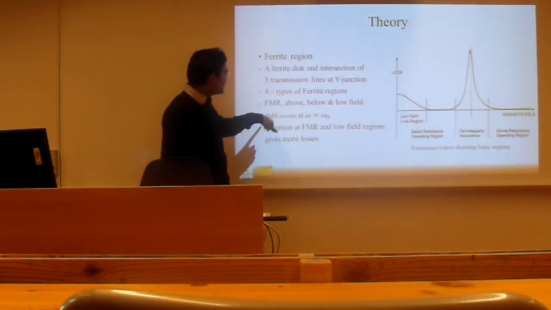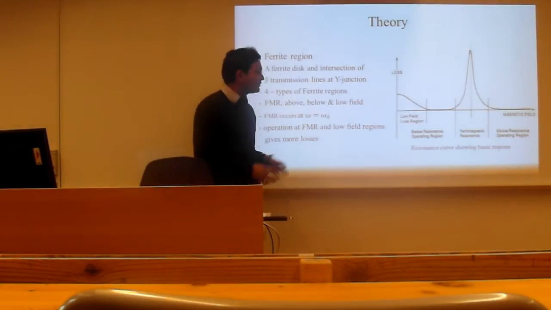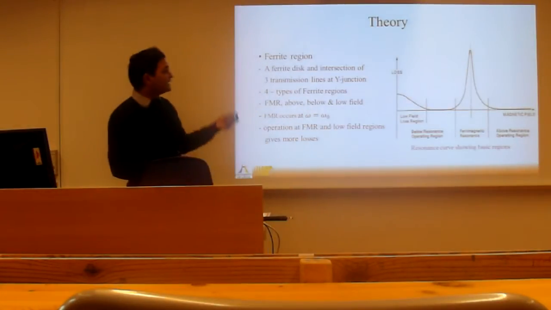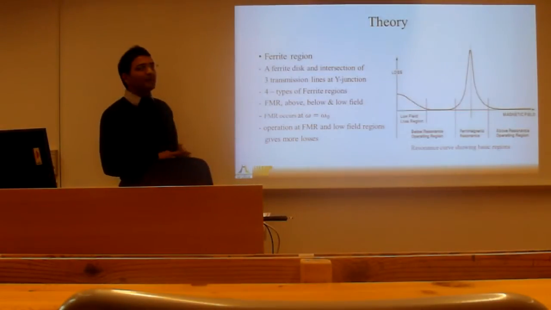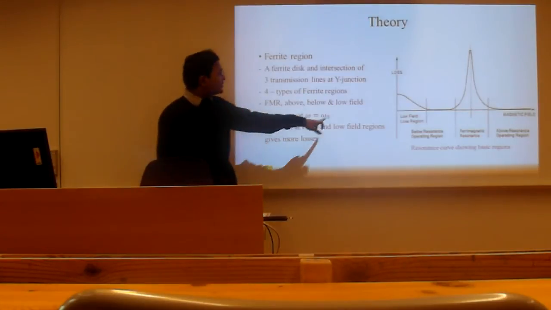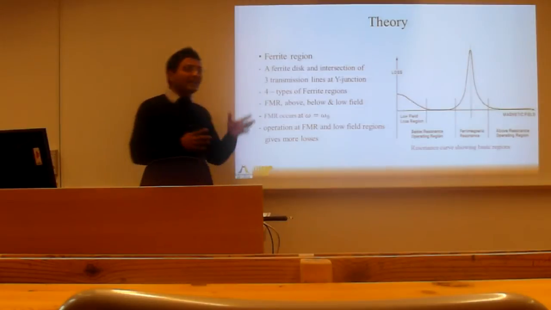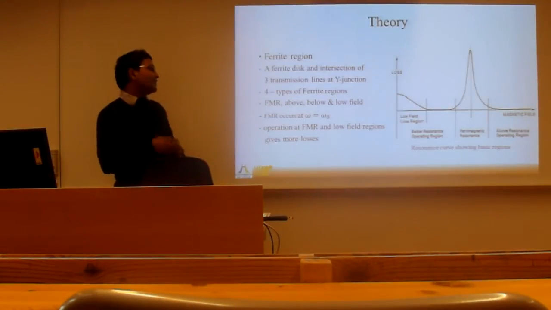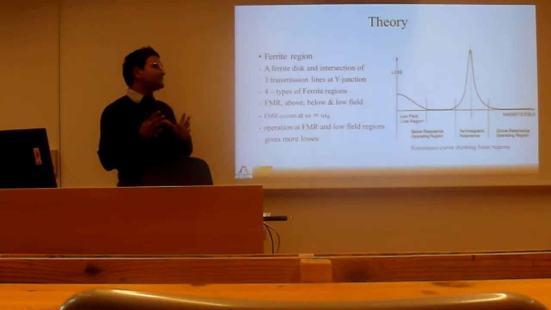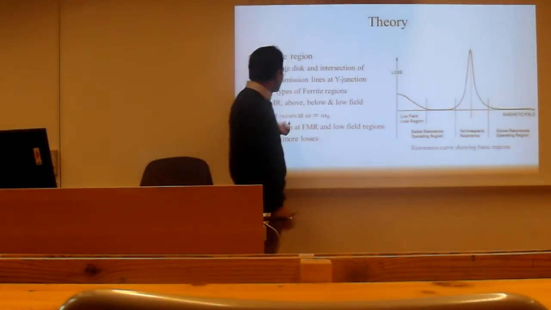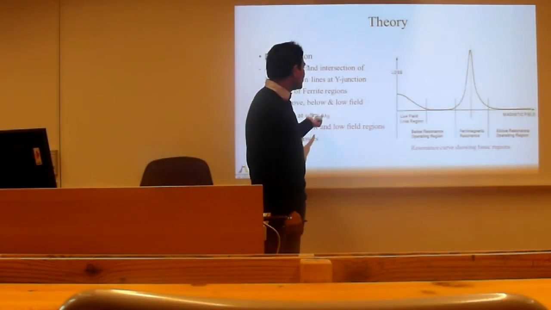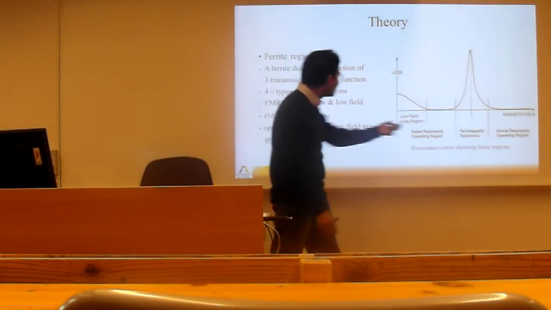FMR, ferromagnetic resonance, occurs at omega equal to omega naught, where omega is the angular velocity of the electromagnetic wave that you apply to the ferrite. Omega naught is the angular velocity of the electrons that are placed around the magnet, which is placed inside the ferrite. When these frequencies are matched and when they are in the same direction, this ferromagnetic resonance occurs.